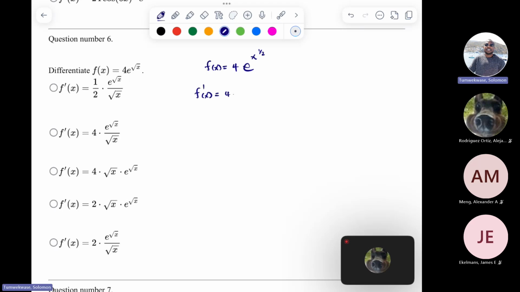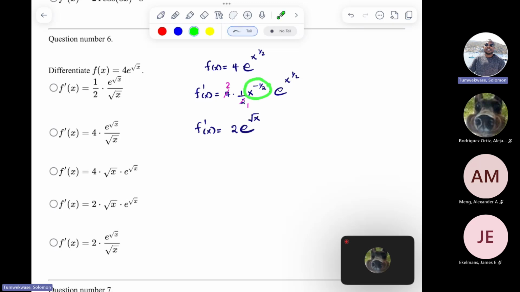4 is a constant, so it will stay. Now, like we said, we take the derivative of this, then times the whole question. So the derivative of x to the half is 1/2 x to the negative 1/2, then times e to the x to the half, right? The 2 can reduce 4 by 2, and then I have f prime of x is 2e to the x to the half, that is square root of x.